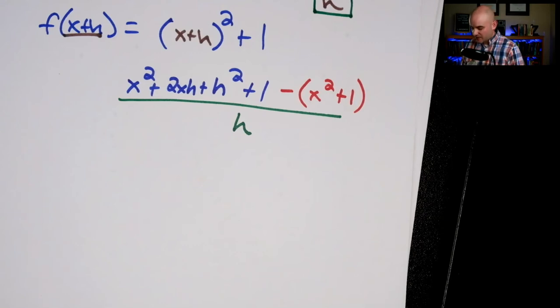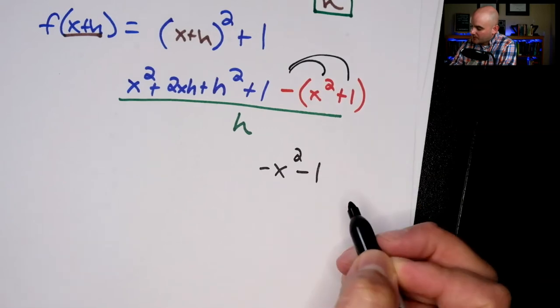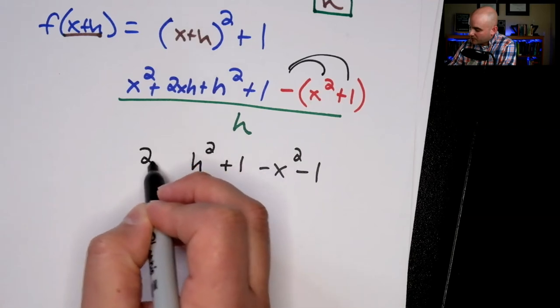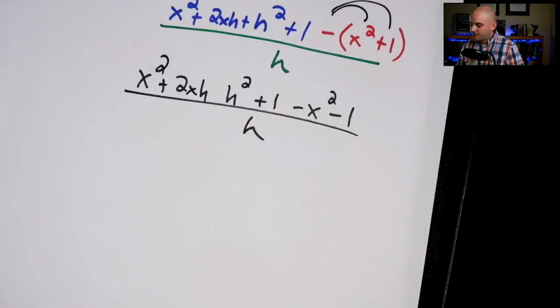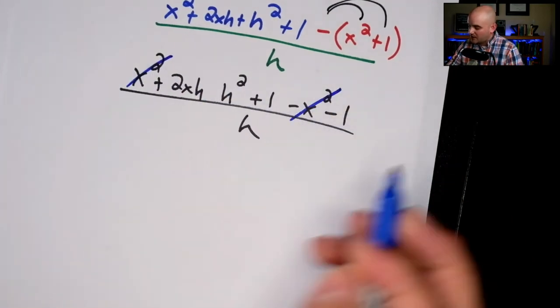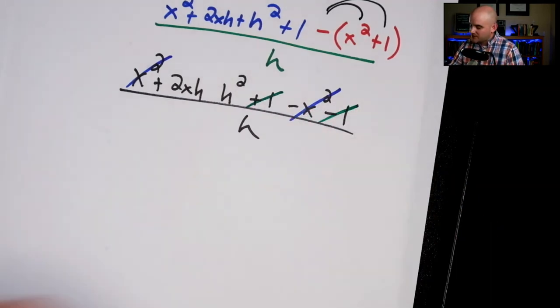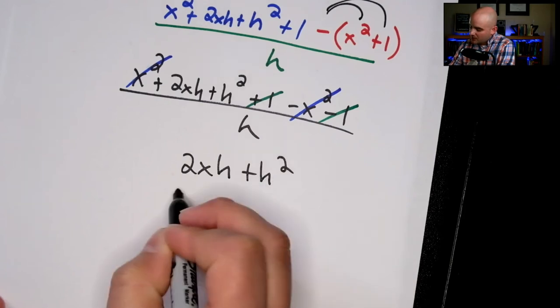So from there, I'm going to go ahead and say, all right, let's simplify this thing down. Distribute the negative over here, and we're going to get negative x squared minus 1. And I'm just going to bring down everything written in blue. So we got plus 1, h squared, 2xh, and x squared. And it's all over h. And let's simplify that thing. So let's see if there's anything we combine. We've got an x squared and a negative x squared that add up to 0. We've got a positive 1 and a negative 1 that add up to 0. And that leaves me with, don't forget our plus sign right here, that leaves me with 2xh plus h squared over h.